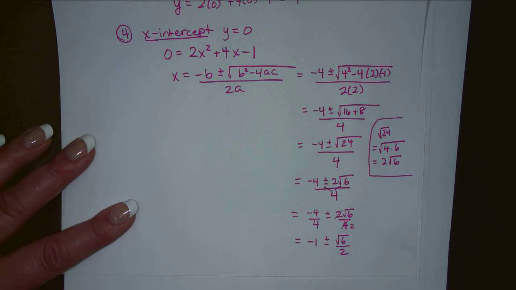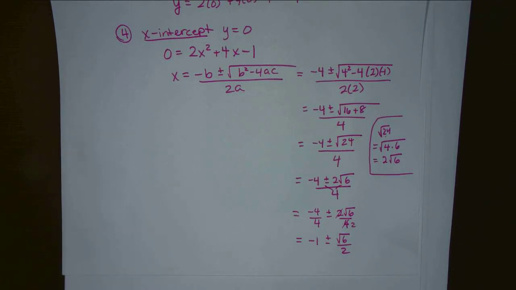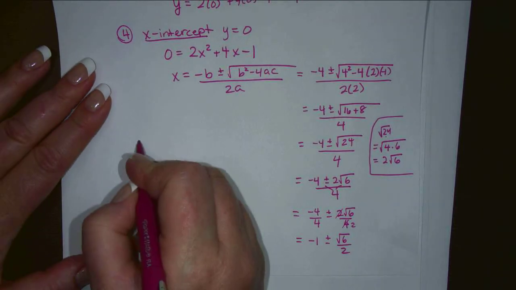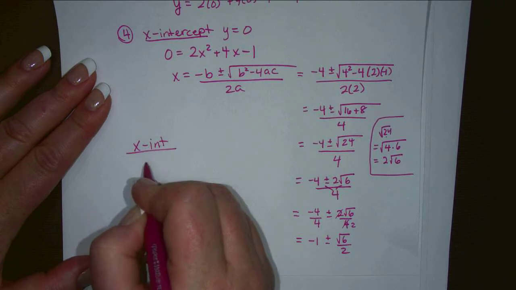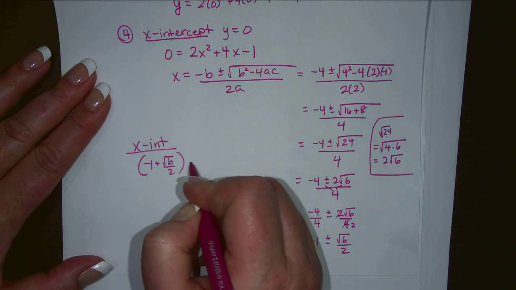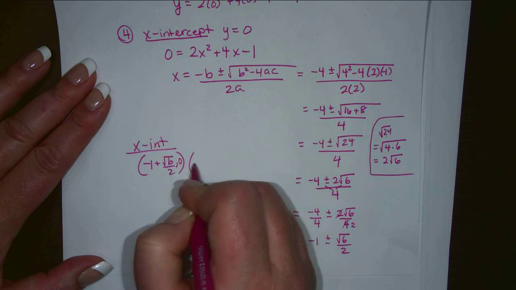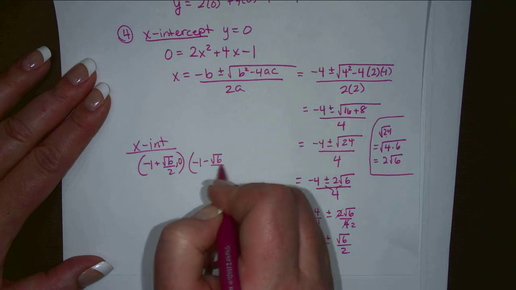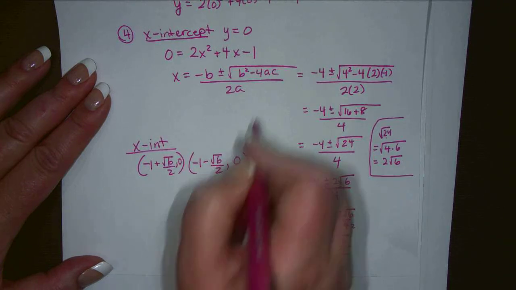They're not nice. We don't have a calculator, and we don't like to estimate what they are. Okay, I'm guessing that no one really likes to do that. So forget about it for a second. We know what they are. Let's write them down as points. So our x-intercepts are the points -1 plus root 6 over 2, comma 0, and -1 minus root 6 over 2, comma 0, because the y is 0, right?